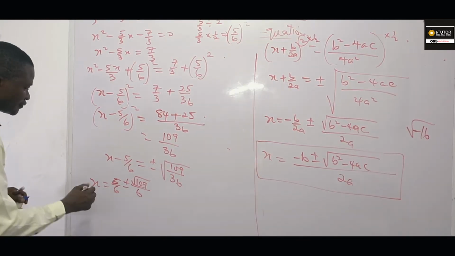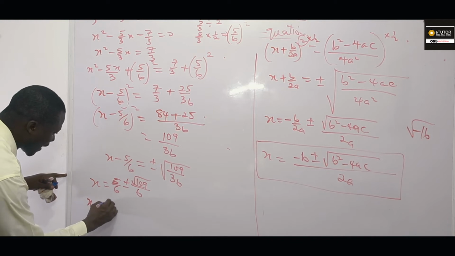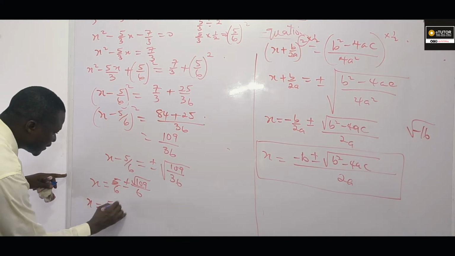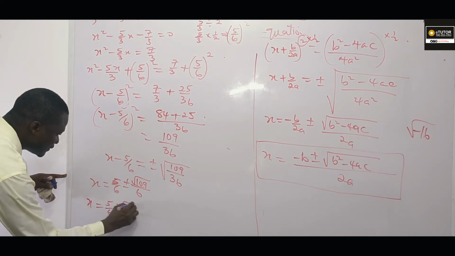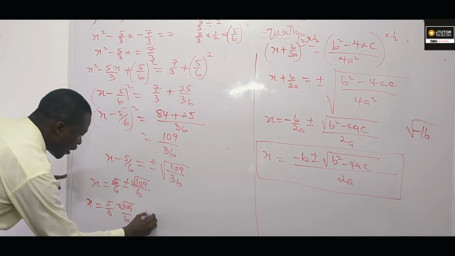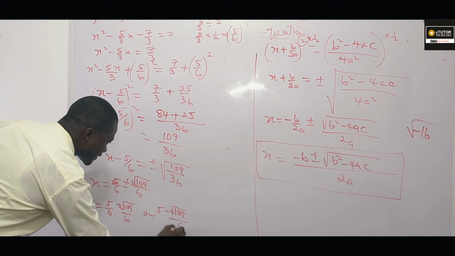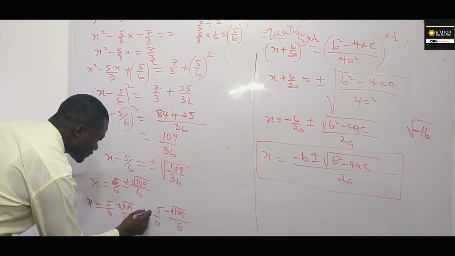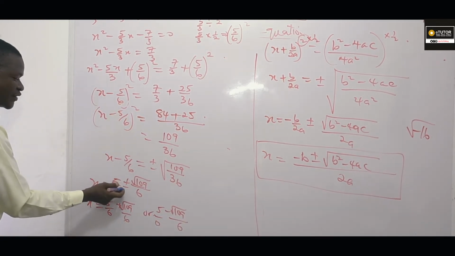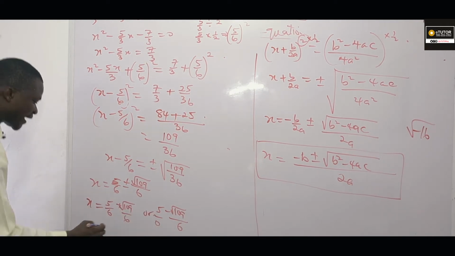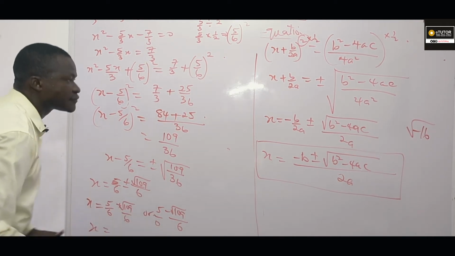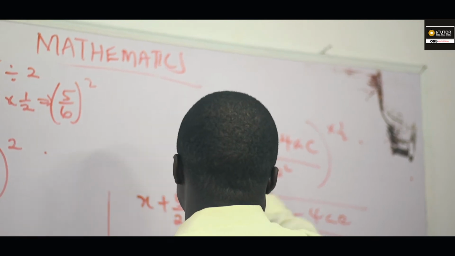So, this simply means x equals (5 plus √109) over 6, or (5 minus √109) over 6. Of course, that's why you have plus or minus. And from here, you can compute it and have your final answer. That is using the completing the square method.